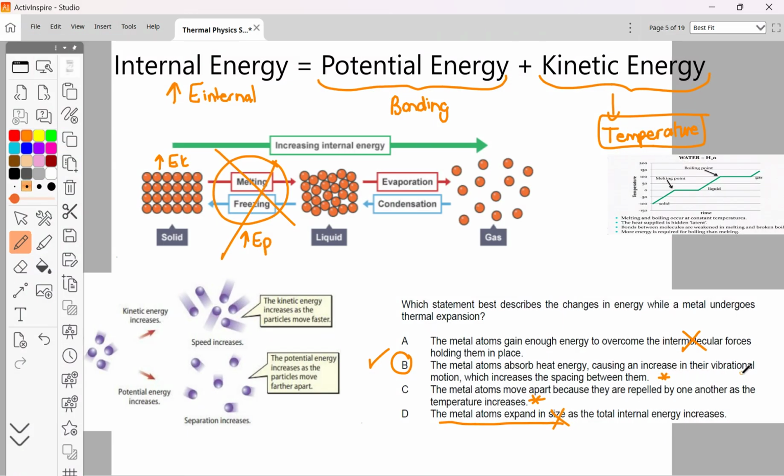expansion. So yes, they are moving more, and because they are moving more, they are pushing each other a little bit more away, but it's because they're vibrating more, and that is why B would then be the answer for that question.